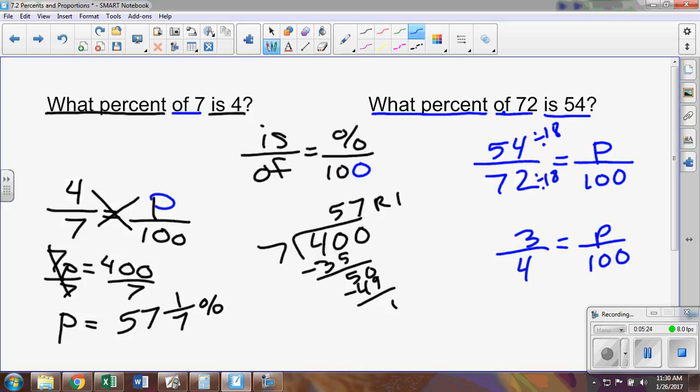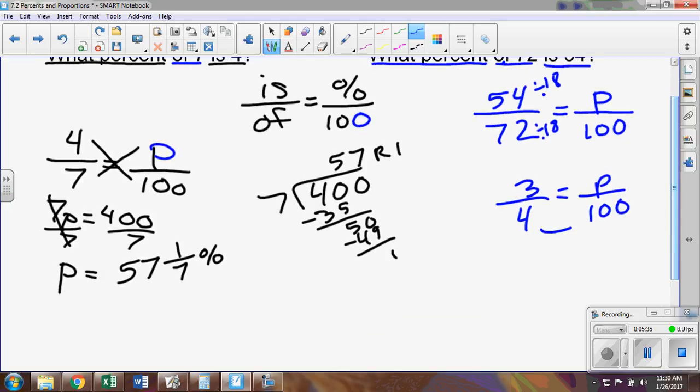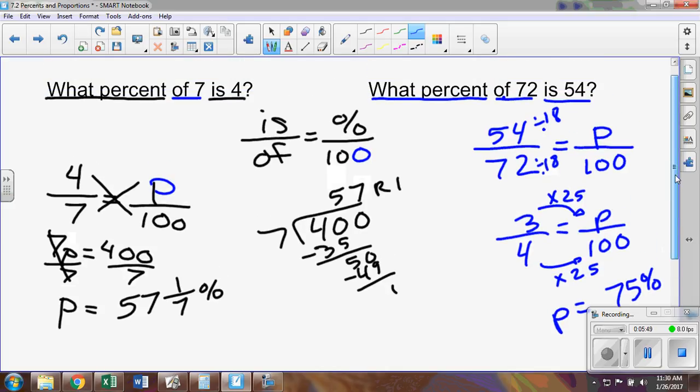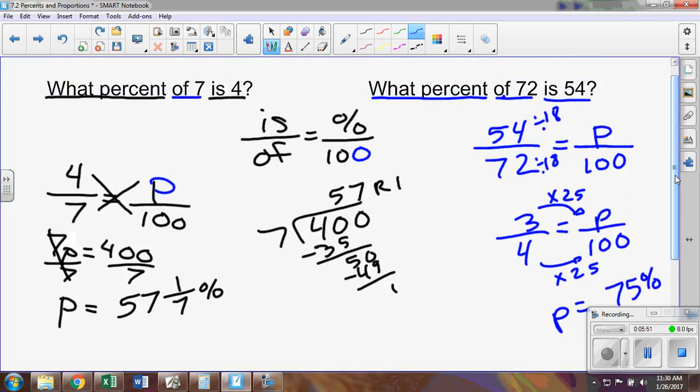Of course, if you choose to cross multiply to solve, that's perfectly valid as well. It's just this is the technique I saw, so it's the one I chose to go with. And I like this one because now I can set up the equivalent ratios with multiplying by 25, giving me my answer that we've got 75%. 75% of 72 is 54.